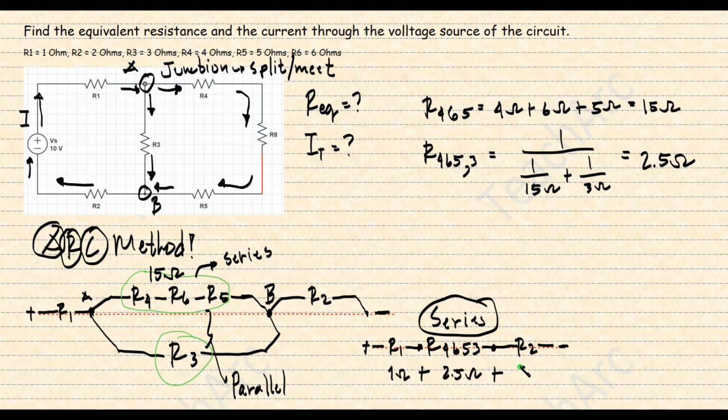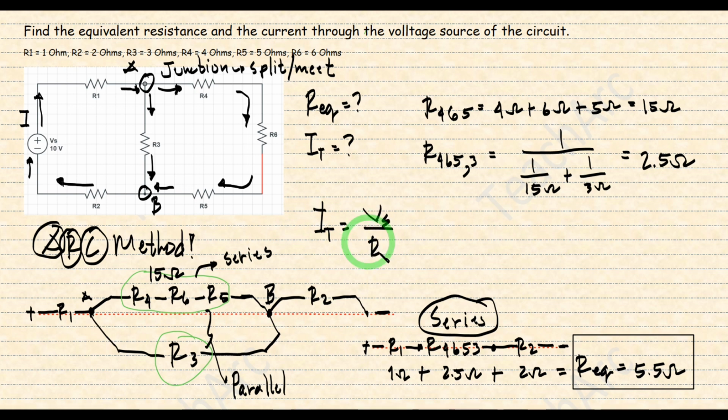Finally, adding these values will give us the equivalent resistance of all the resistors, which is equal to 5.5 ohms. Now, solving for I total will give us 1.82 amperes. These results are the same using the first method I used a while ago, so you can use either of the two depending on your preference. For sure, the first method will solve a lot of series parallel circuit problems, while the arc method is very effective with more complex circuits.